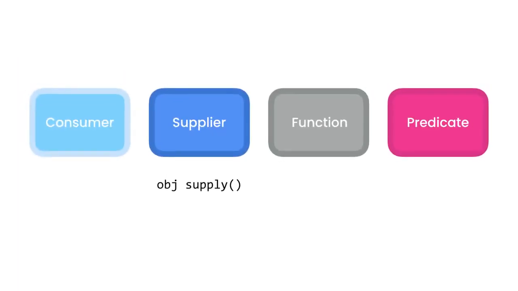The supplier interface is the opposite of the consumer interface. It represents an operation that takes no input and returns a value, so it supplies a value. The function interface represents a function that can map a value to a different value.